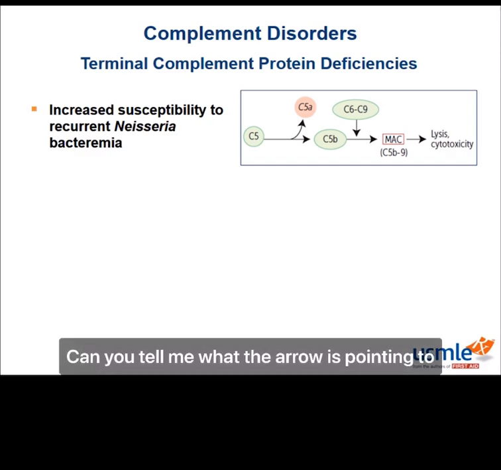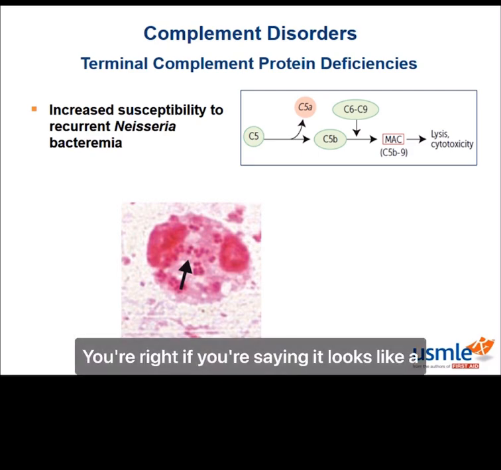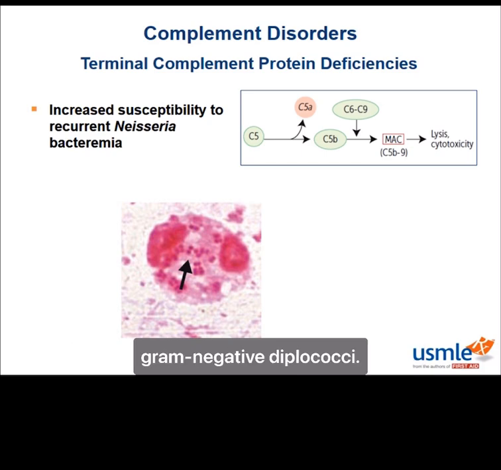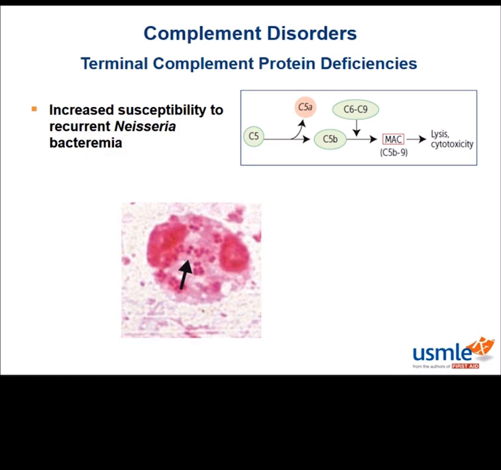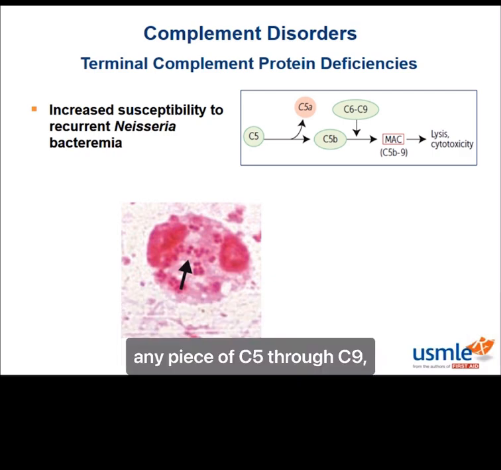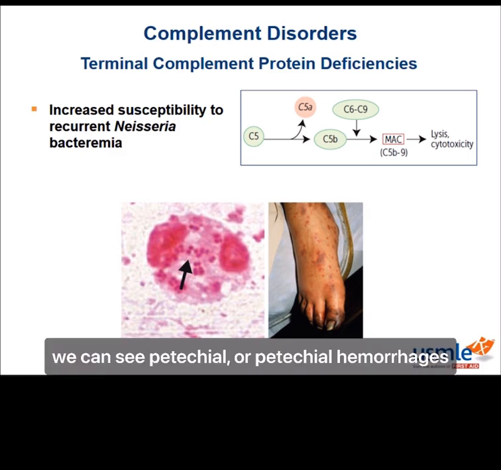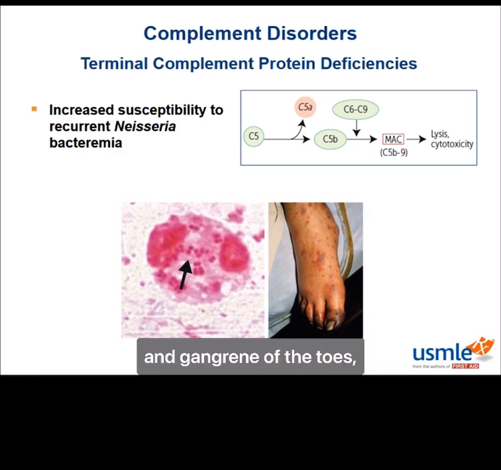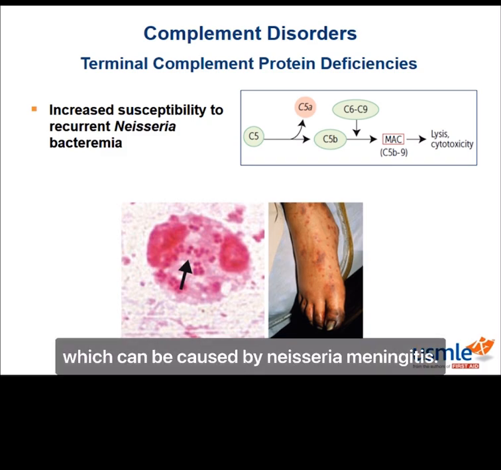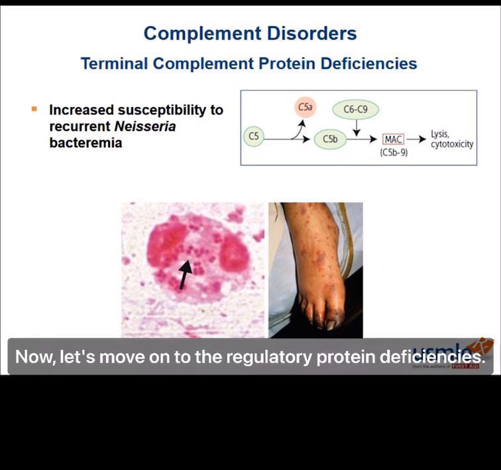Can you tell me what the arrow is pointing to in this image? You're right if you're saying it looks like a gram-negative diplococci. What organism comes to mind? Yep, so when we are missing a terminal complement protein, any piece of C5 through C9, this increases our susceptibility to recurrent infections with Neisseria. Now in this image, we can see petechial hemorrhages and gangrene of the toes, which can be caused by Neisseria meningitidis.